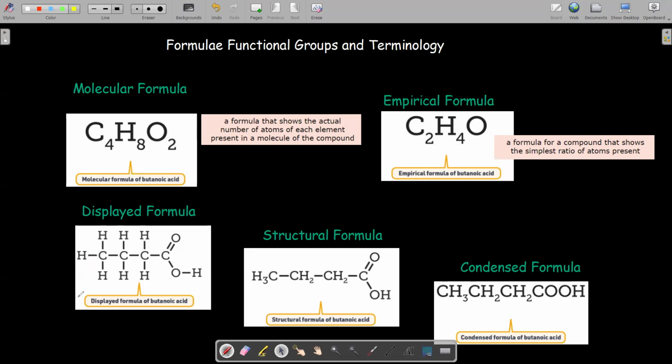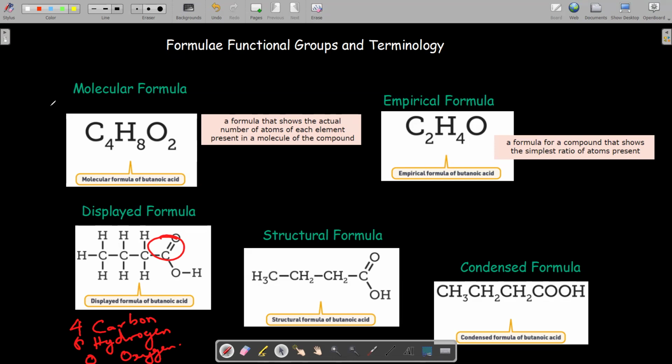And if you see, it also shows you how many carbon atoms are there. So how many? 1, 2, 3, 4. So a butanoic acid has 4 carbon atoms. It has 8, 1, 2, 3, 4, 5, 6, 7, 8 hydrogen atoms. And it has 2 oxygen atoms. So it is showing you in detail the number of atoms, and not only that, it also gives you the type of bonding that is there. So there is a double bond here. So this is how the displayed formula shows.